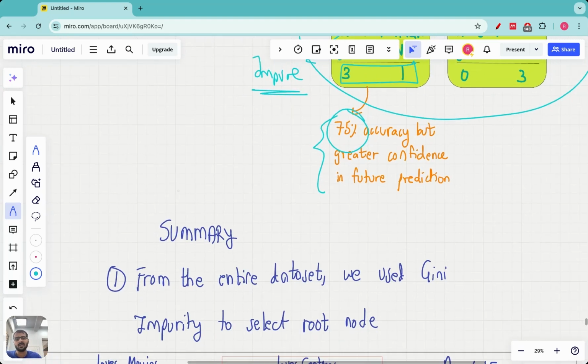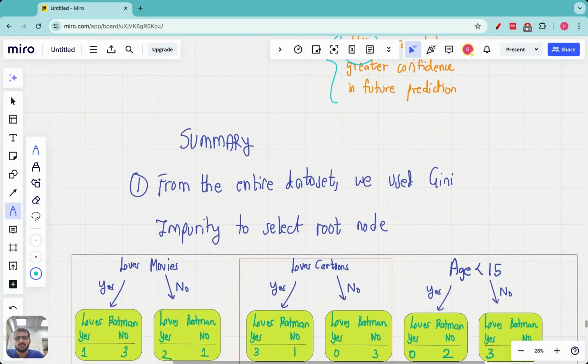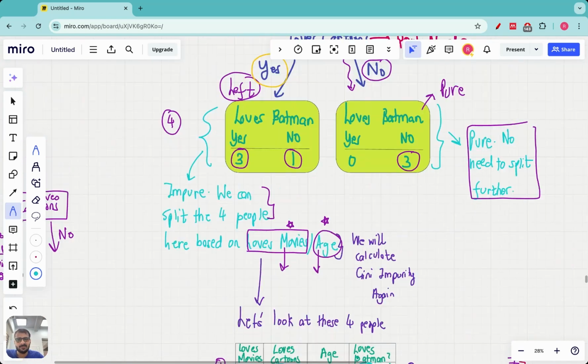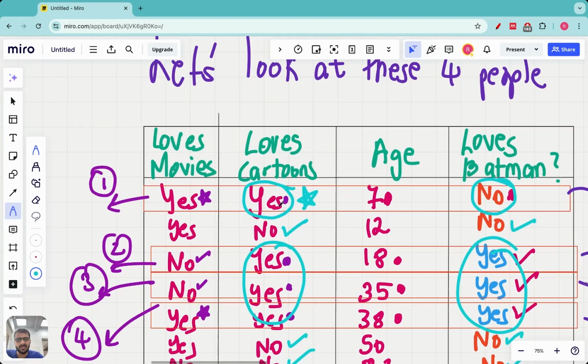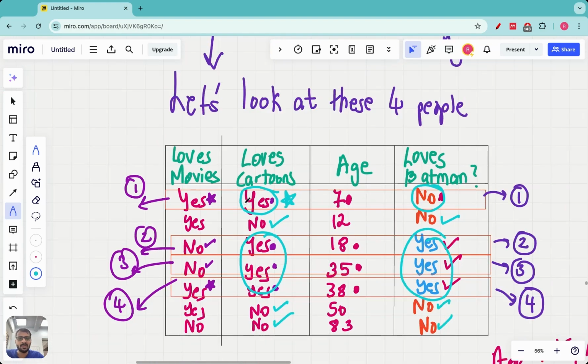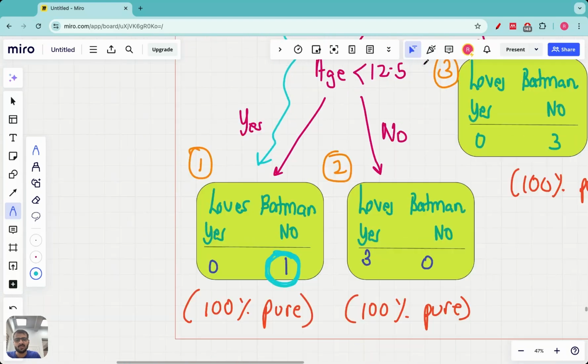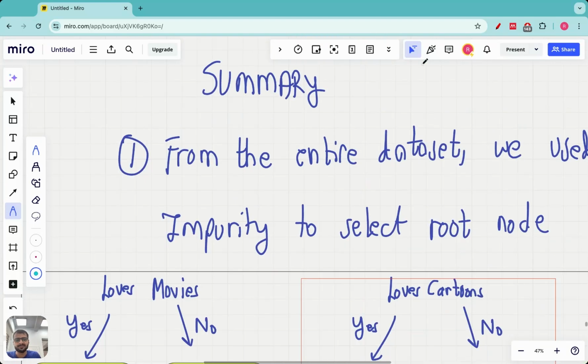For now, let me just summarize what we have done. I'll make this summary in 5 steps. Initially, when we started with this problem, we had a data set which looked like this. We had 7 people. We collected their data for loves movies, loves cartoons, age, and loves Batman. And the goal was, if a new person is given, based on whether they love movies, love cartoons, or what's their age, can we predict whether they love Batman or not? This was the problem which we started with.